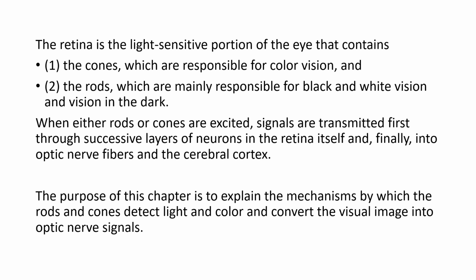When either rods or cones are excited, signals are transmitted first through successive layers of neurons in the retina itself and, finally, into optic nerve fibers and the cerebral cortex. The purpose of this chapter is to explain the mechanisms by which the rods and cones detect light and color and convert the visual image into optic nerve signals.